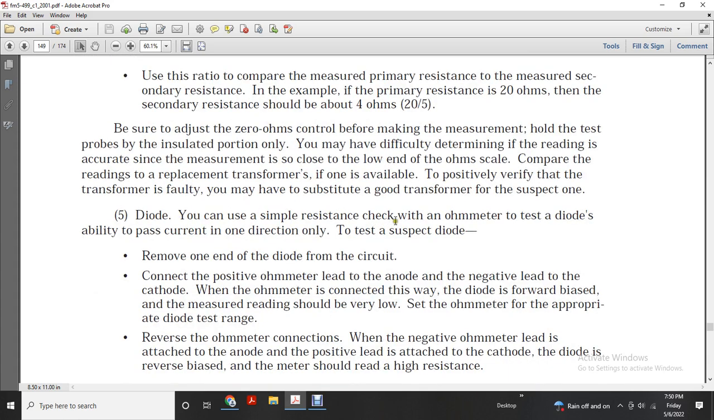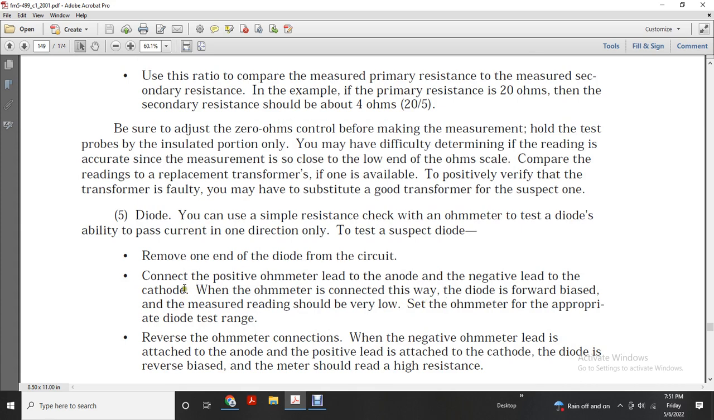Diode. You can simply do a resistance check with the ohmmeter to test the diode's ability to pass current in one direction only. If the diode is suspect, remove one end of the diode from the circuit and connect the positive ohmmeter lead to the anode. Leave the negative lead on the cathode. The ohmmeter is then connected so the diode is forward biased, and the measured reading should be very low.